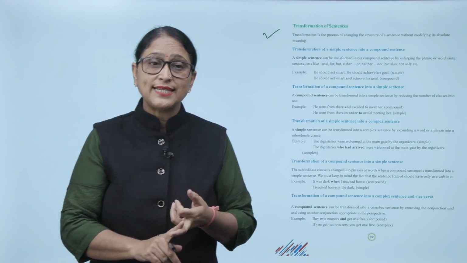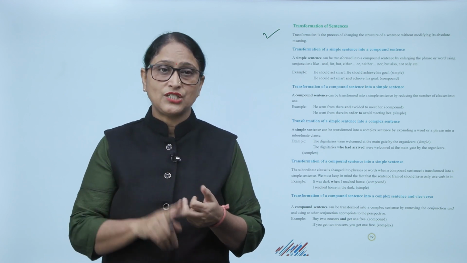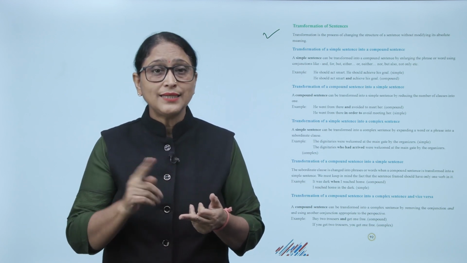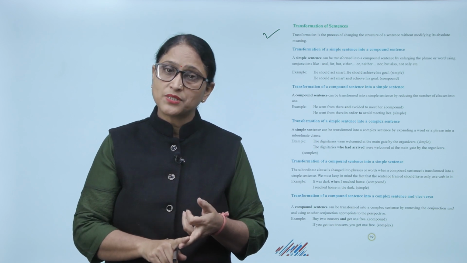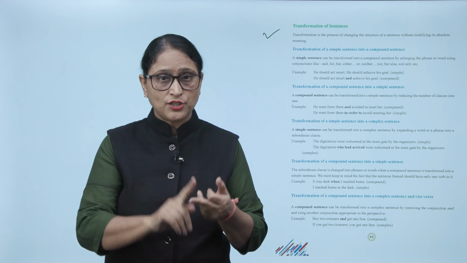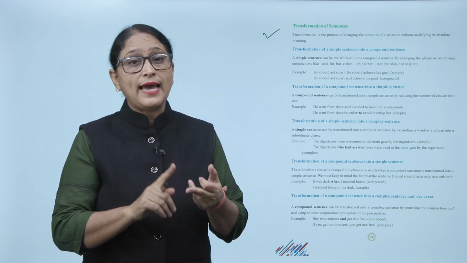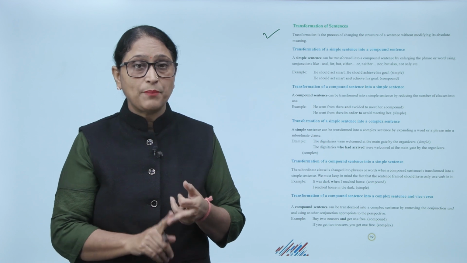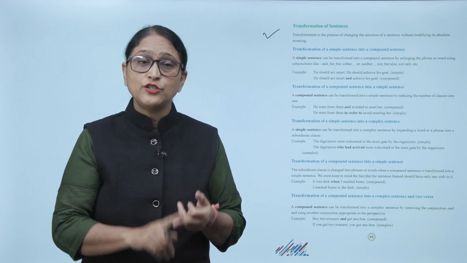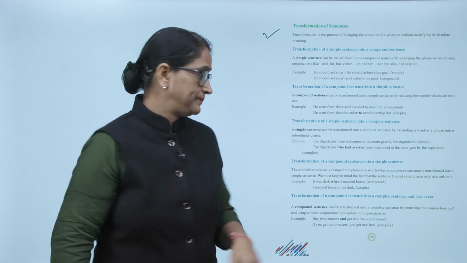Now, transformation of a compound sentence into complex sentence and vice versa. A compound sentence can be transformed into a complex sentence by removing the conjunction and using another conjunction appropriate to the perspective. क्या करेंगे? Conjunction को remove करेंगे और appropriate conjunction उसमें use करेंगे. Now, example: buy 2 trousers and get 1 free. Compound. If you get 2 trousers, you get 1 free. Complex.